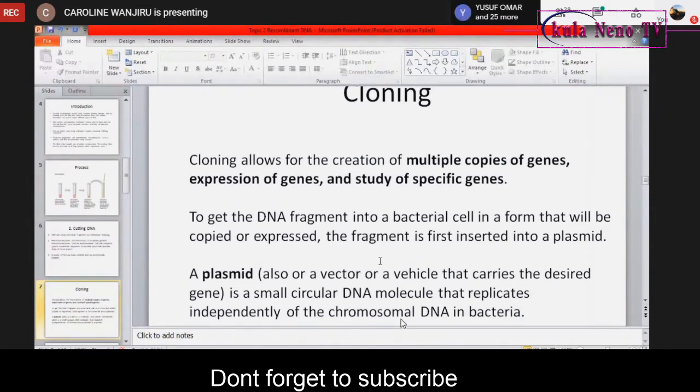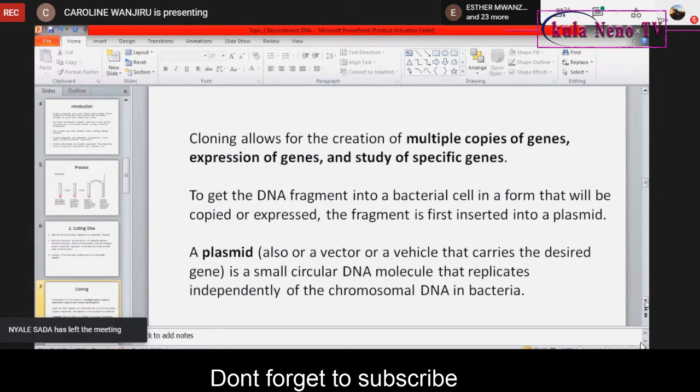A plasmid or a vector, and I told you a vector is a carrier. A plasmid is a carrier. It's the one that carries for you your gene of interest. Okay? So it's a vector or a vehicle that carries the desired gene. And you've already seen it in the flow chart I showed you.